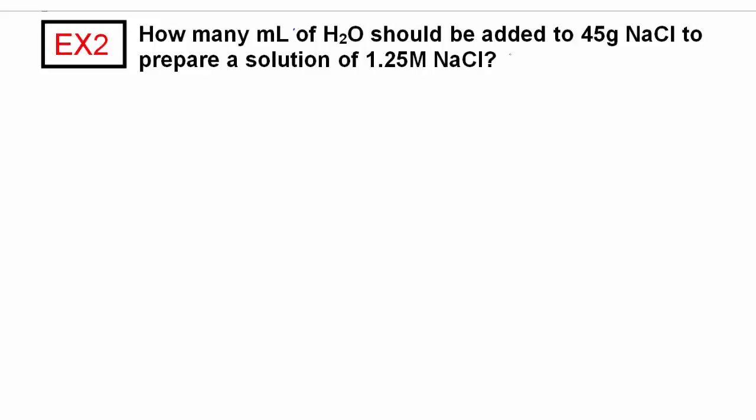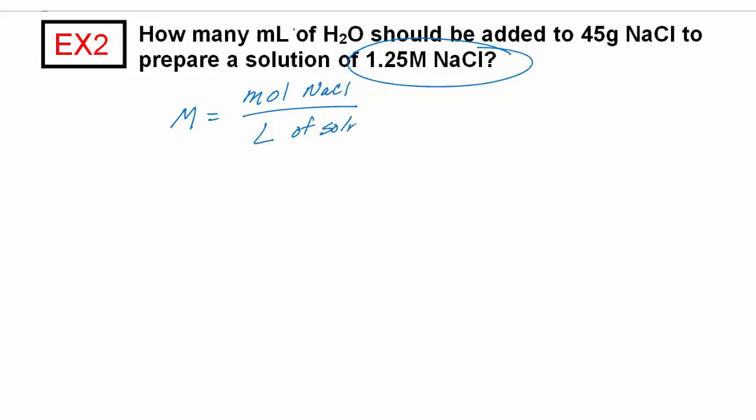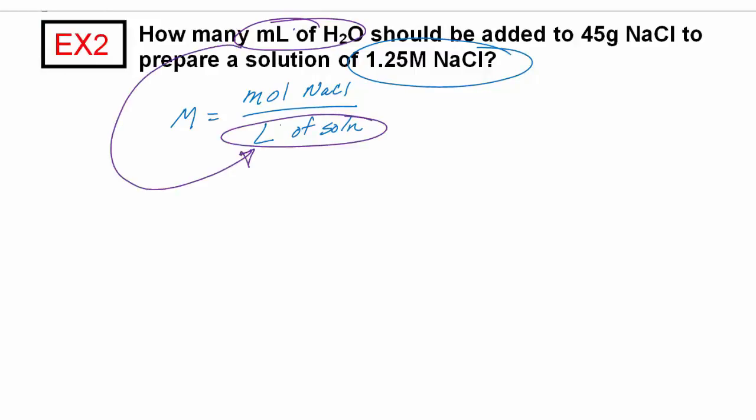So again, notice there's only one molarity in this problem. This is not a dilution problem. This is going to be a single molarity problem. Big M is moles of sodium chloride all over liters of solution. They want to know how many milliliters of water should be added. Well, we're just going to solve for the liters of solution. That's our answer. And then just convert to milliliters. The moles of sodium chloride is right here.